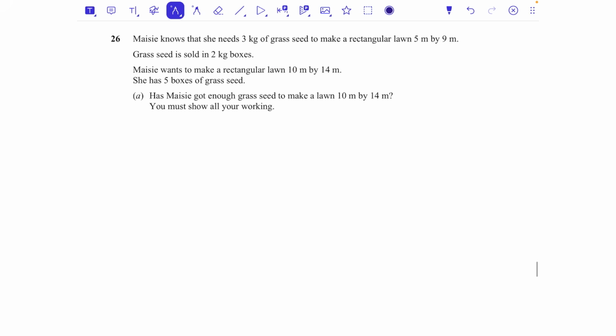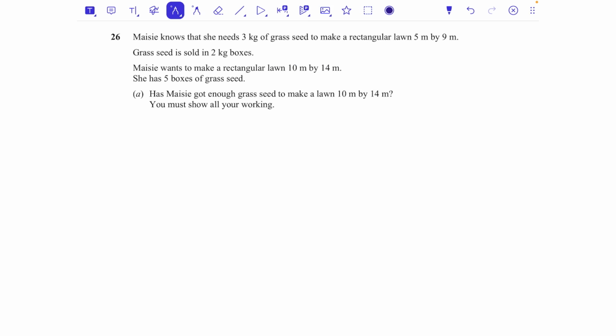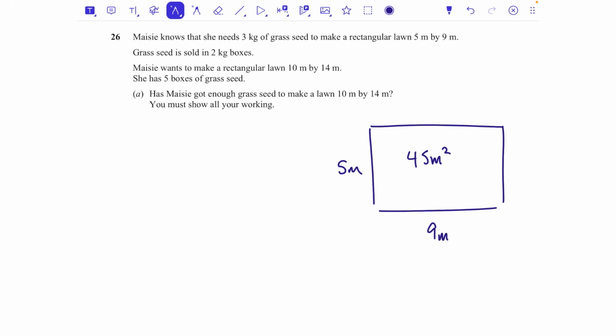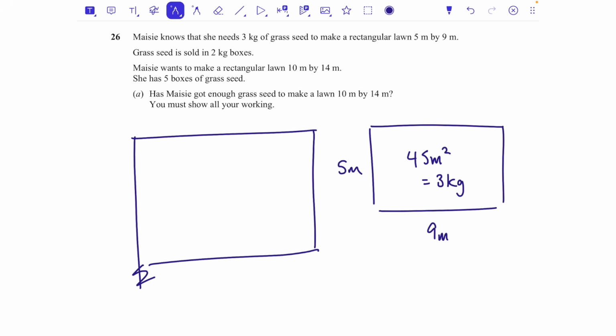Question number 26. Maisie knows that she needs 3 kilograms of grass seed to make a rectangular lawn 5 by 9 metres. So we've got a rectangular lawn 5 metres by 9 metres, which is 45 metres squared. Remember, we do base times height for area, and that needs 3 kilograms of grass seed. Grass seed is sold in 2 kilogram boxes. Maisie wants to make a rectangular lawn 10 by 14. Okay, so way bigger. 10 metres here and 14 metres here, which would be 140 metres squared. She's got 5 boxes of grass seed.